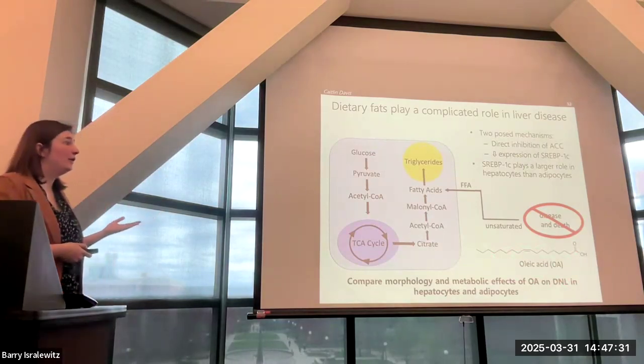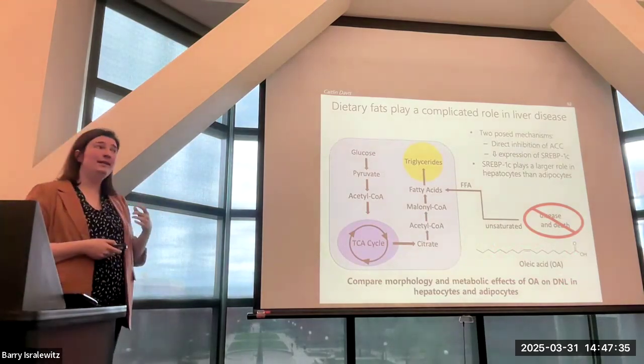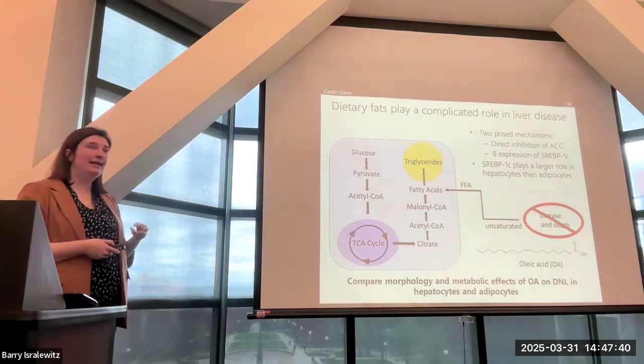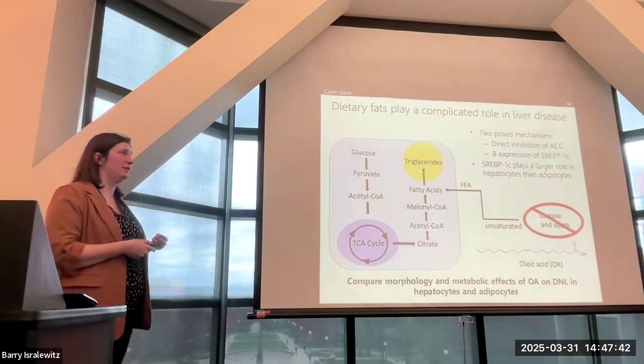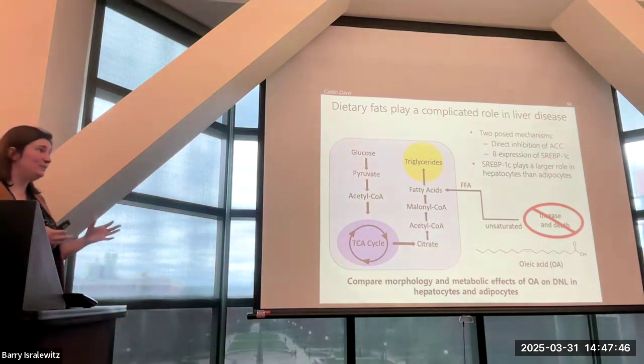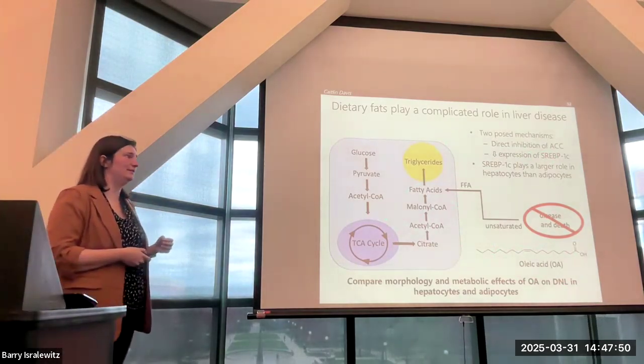So the first system that we studied was the metabolism of oleic acid and its effect on the cell. So oleic acid is protective, and there's two opposed mechanisms. One is that it can directly inhibit acetyl-CoA carboxylase here. A second is that it decreases expression of sterol regulatory element binding protein 1C, which is a transcription factor for all of these proteins involved in de novo lipogenesis.